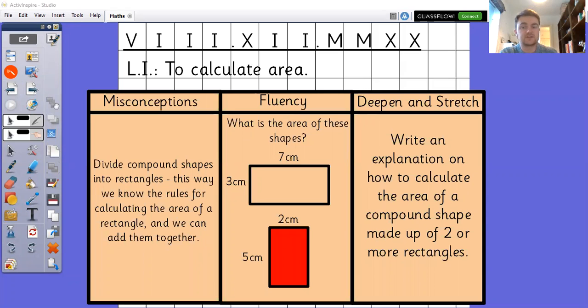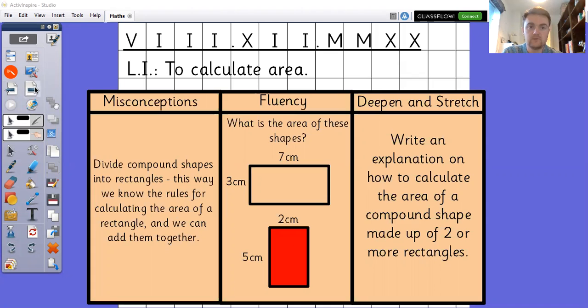But for the deepen and stretch, can you write an explanation, which can use diagrams if you'd like to, of how we calculate the area of a compound shape made up of two or more rectangles? Pause the video here, take as long as you need with that, and then when you're ready, just restart it and I will carry on.